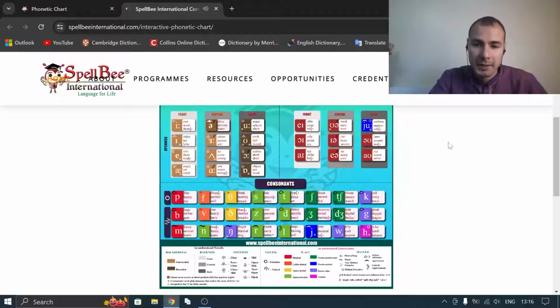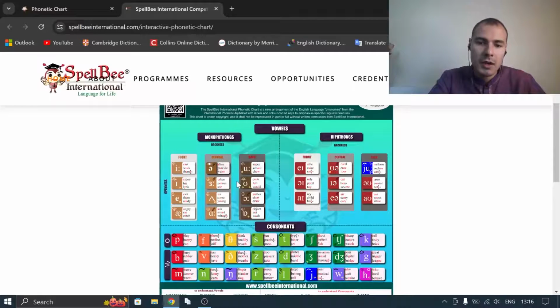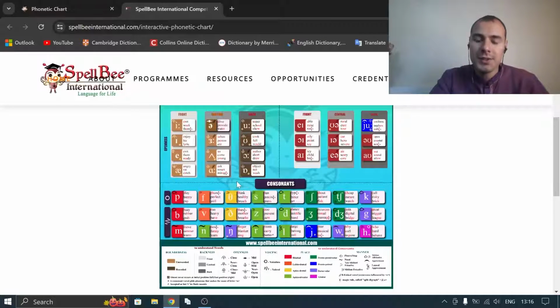Okay, so let's begin. We have vowels: monotones and diphthongs. In monotones, we have different features: roundedness, backness, and openness. Roundedness is whether your lips are spread or rounded. If it's a light brown color, it is unrounded, like E. And if it is a dark brown color, it's rounded, like U. Unrounded to rounded. Okay, very good.